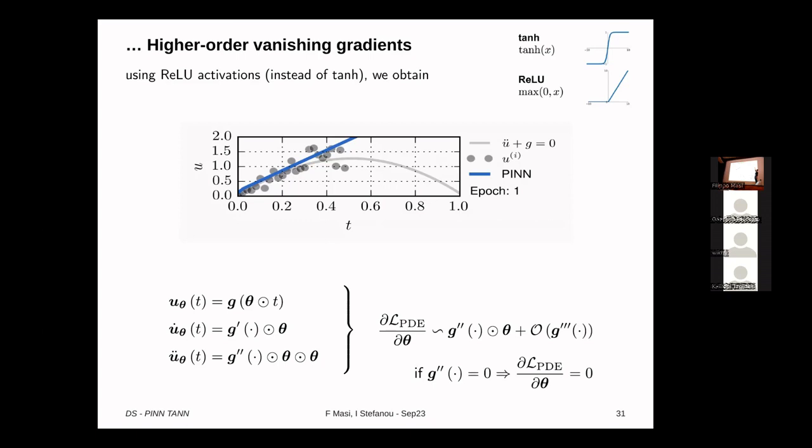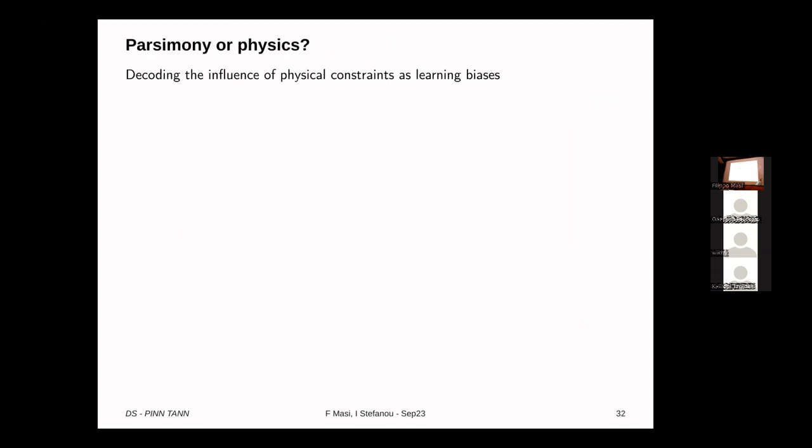ReLU, what is the second derivative of ReLU? 0, everywhere. So we are not imposing any physical constraint at all. We are not backpropagating the physical loss. So that's why it happens: the importance of choosing a good activation function and knowing the problem you are trying to solve.